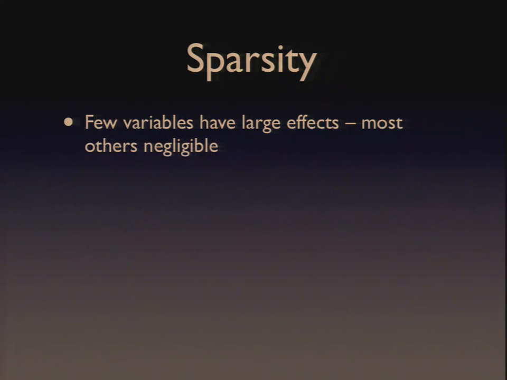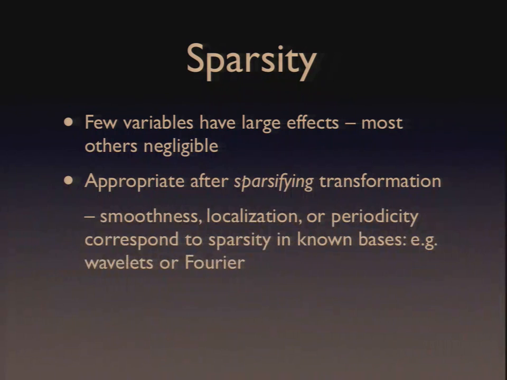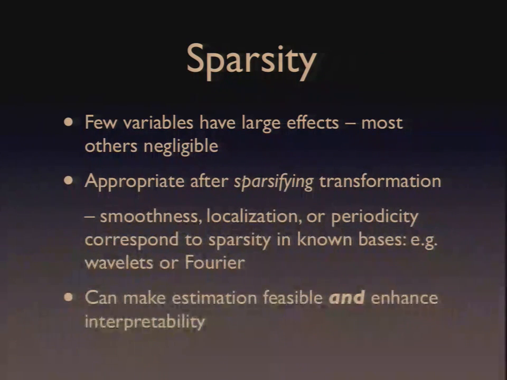Sparsity in itself seems like a nice idea, but it's really appropriate after a sparsifying transformation. Sparsity might not apply to the variables as I've collected them. What I want to do is transform them in such a way that the representation of my data, or the signal that I'm interested in, has a sparse representation. Examples of sparsifying transformations are basis transformations, so wavelet transformations, Fourier transforms, etc. Sparsity can make estimation feasible, and it can certainly help interpretation.